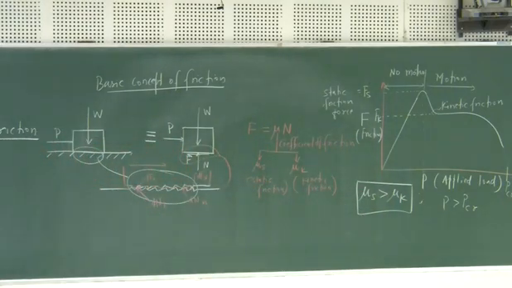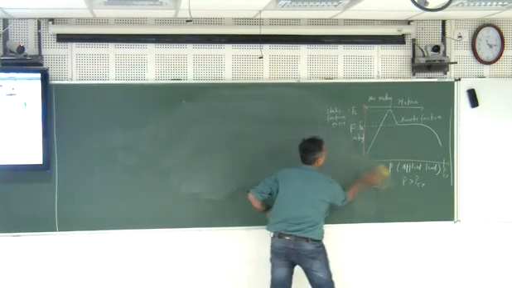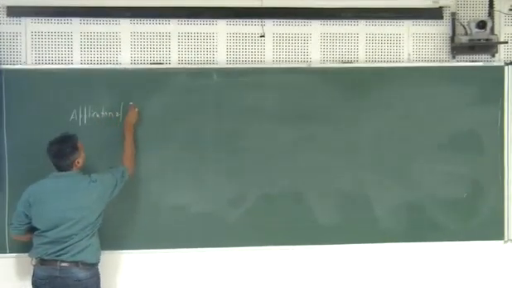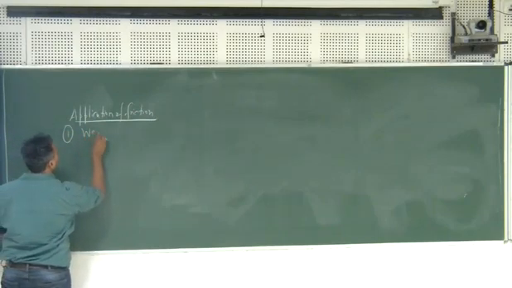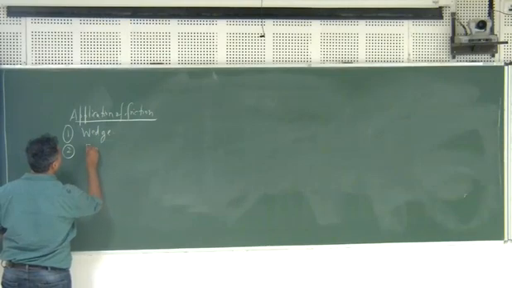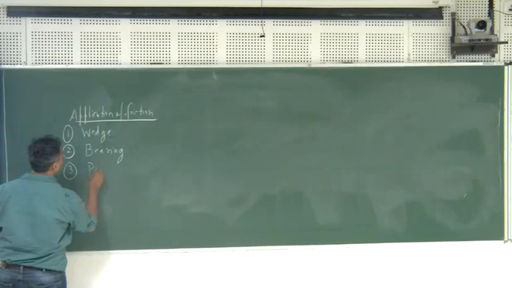So now let's talk about the applications of this friction. Although there are many applications, we will try to discuss a few important ones from the fundamental point. Just write down those points. Application number one that we will discuss is the wedge application. Second one is the bearing. Third one is the jack screw or power screw example.